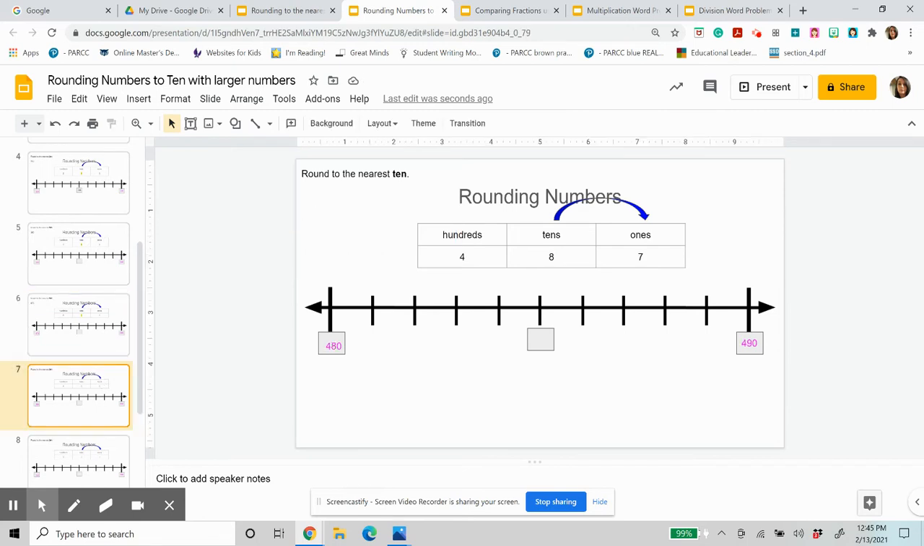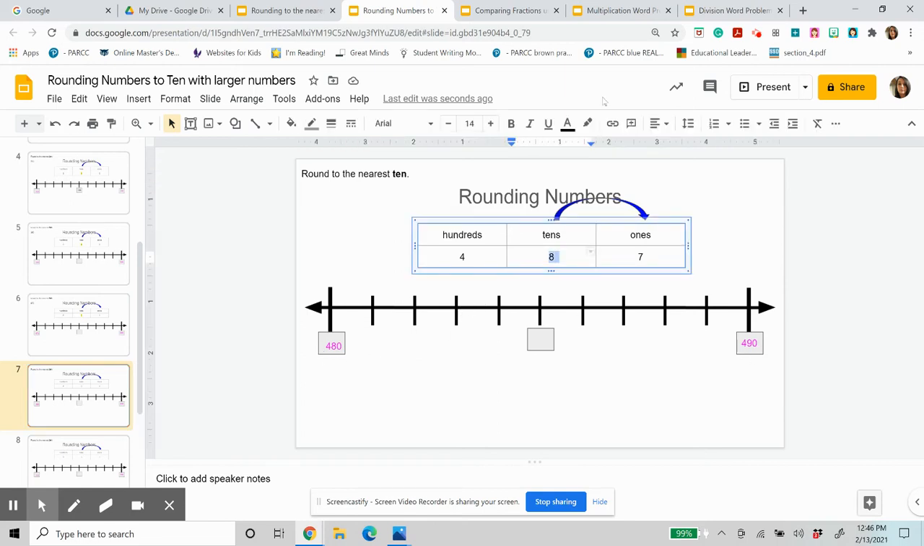All right, let's try this one. Again, rounding to the nearest 10, 487. So our 400 is not going to change, 400, 400. We're focusing in on our 10s, okay? 8 10s means 80, so 480 or 490. All right, that's the first part done.